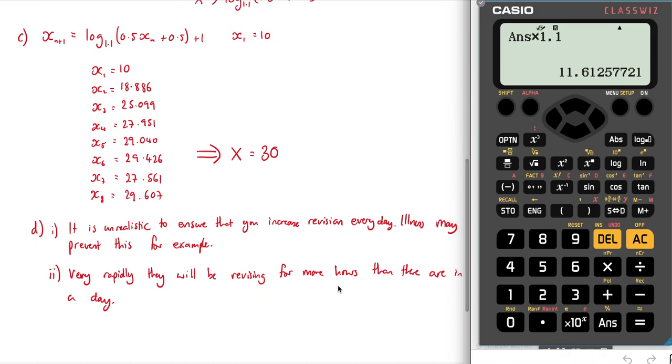And let's be honest, I want my students to revise, and I don't want them to revise for 12 hours a day. I actually want them to be normal human beings as well.